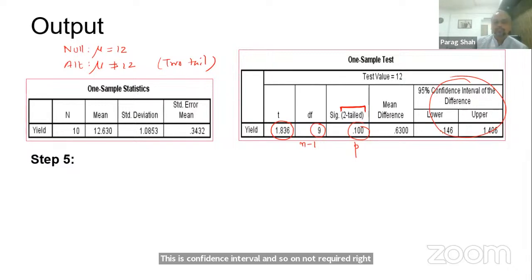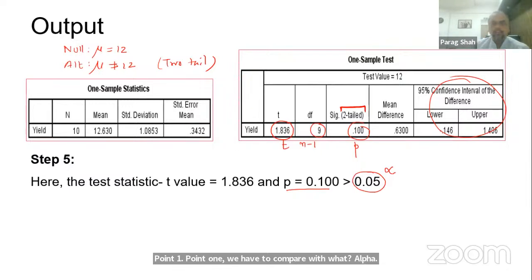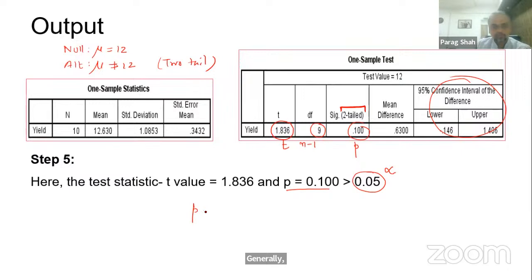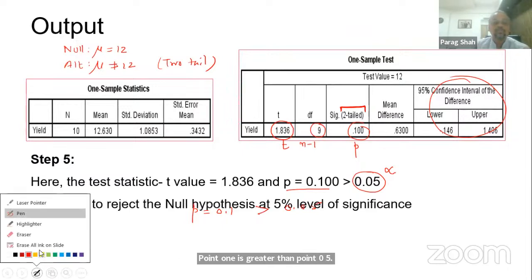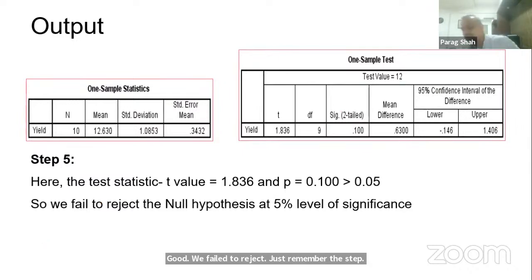So what does it interpret? Step 5 is the conclusion. Step 4 is done. That this is the t value and this is the p value. How is the conclusion to be done? Using p value. What is p? 0.1. 0.1 we have to compare with what? Alpha. Generally alpha is taken as 5%. So my p value 0.1 is greater than 0.05. Greater means what to do? We fail to reject. Just remember the step. Greater means we fail to reject.